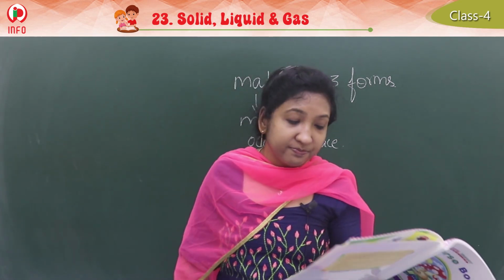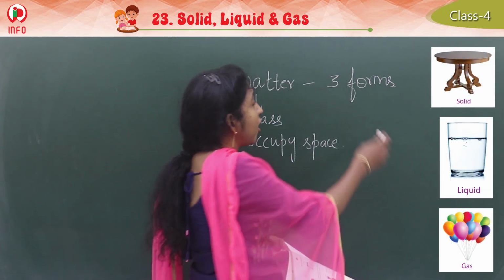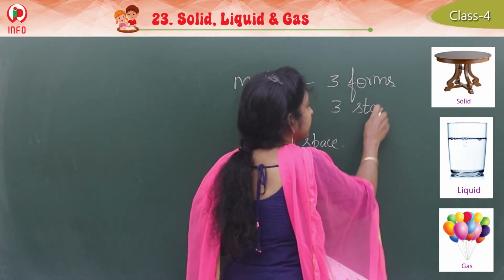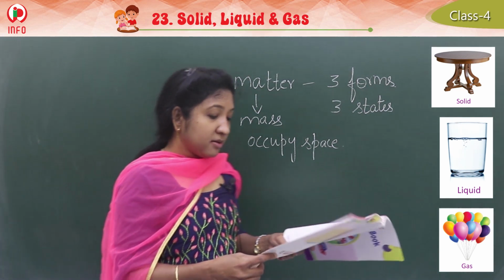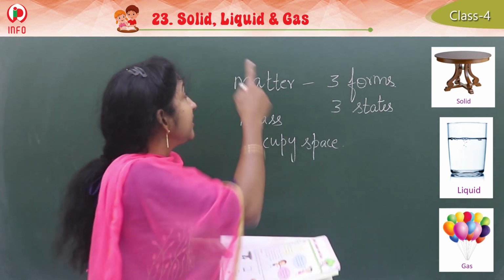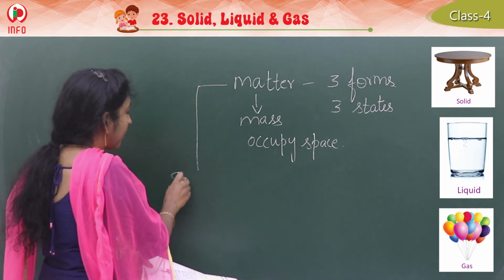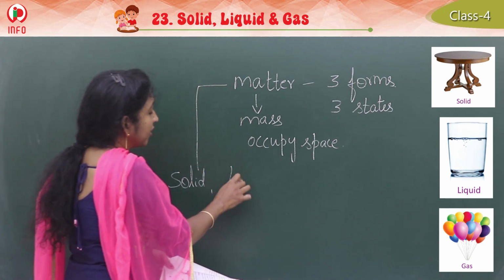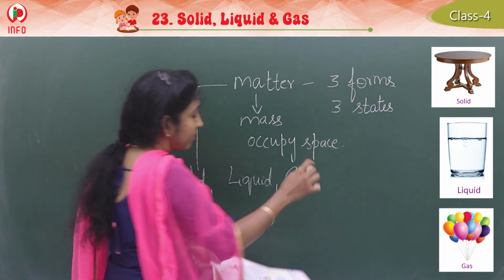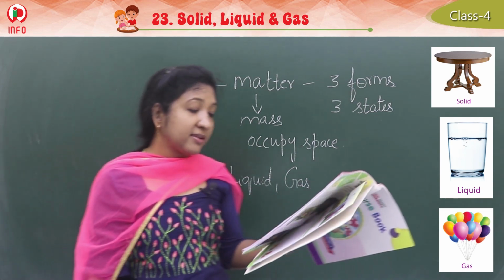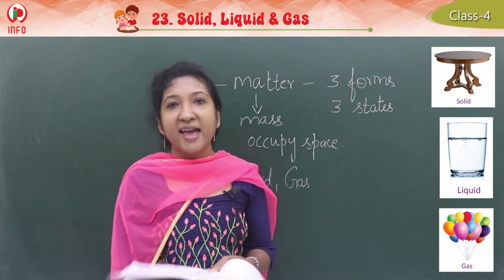Forms of matter. Matter is found in three forms or states. These forms are solid, liquid and gas. The things surrounding us are either solid, liquid or gas.